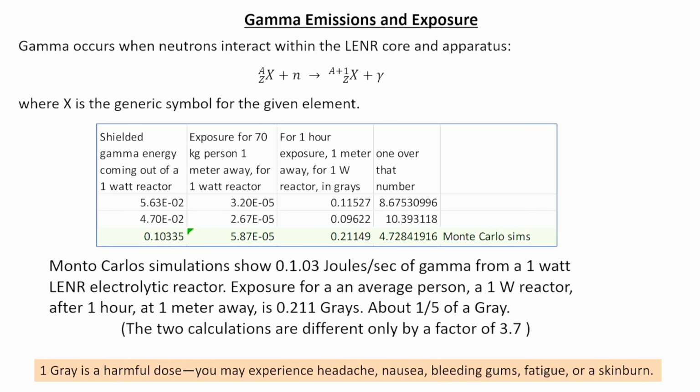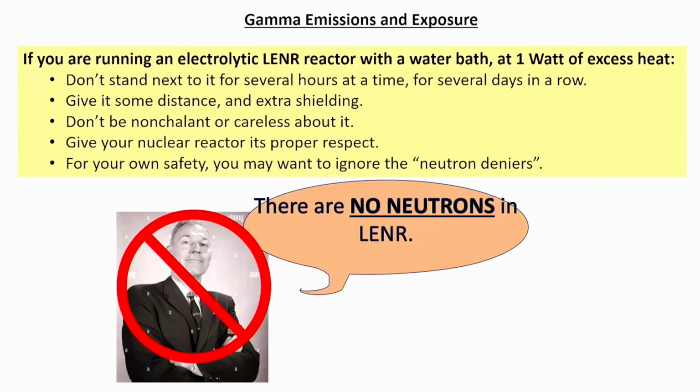The Monte Carlo simulations said it's going to be about 1/5 of a gray, where gray again is the harmful dose. So what does that mean? It means if you're running an electrolytic reactor with a water bath and it's at 1 watt, you don't want to stand next to it for an hour real close. And if you are doing that, you may want to give it more shielding, a little more distance, and ignore the people who say, oh, no, there are no neutrons. I would, it's my body, you want to save yourself.